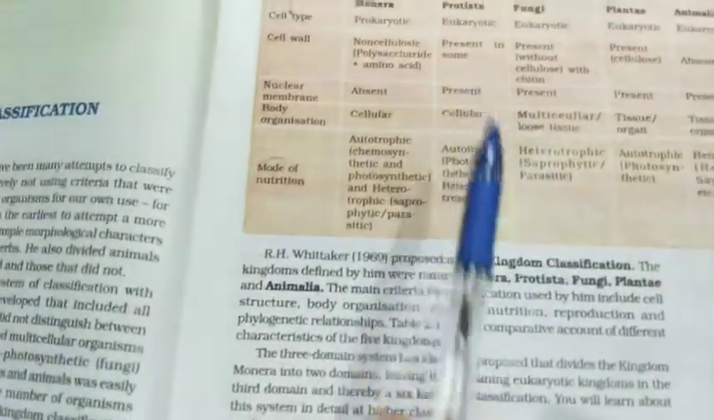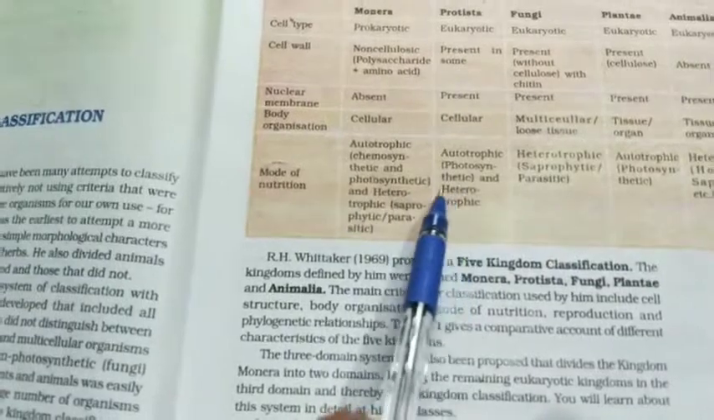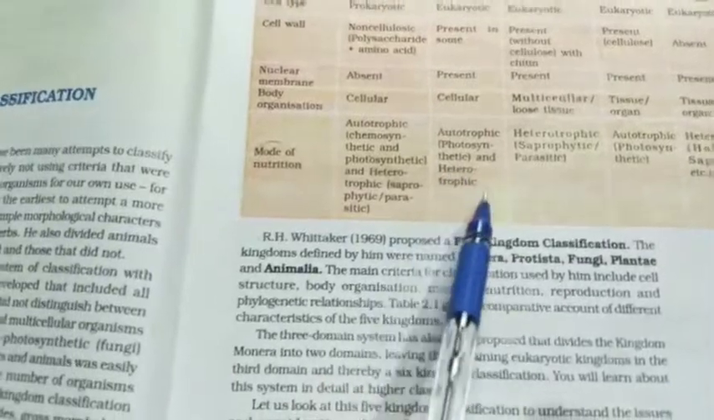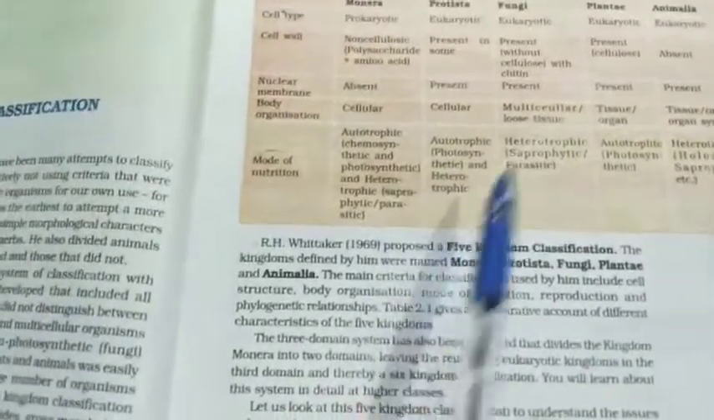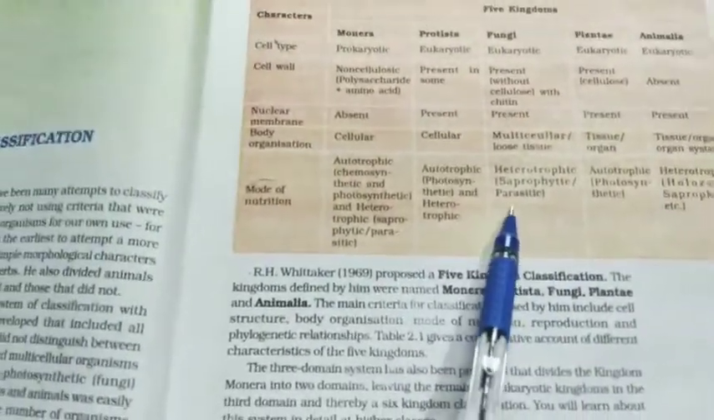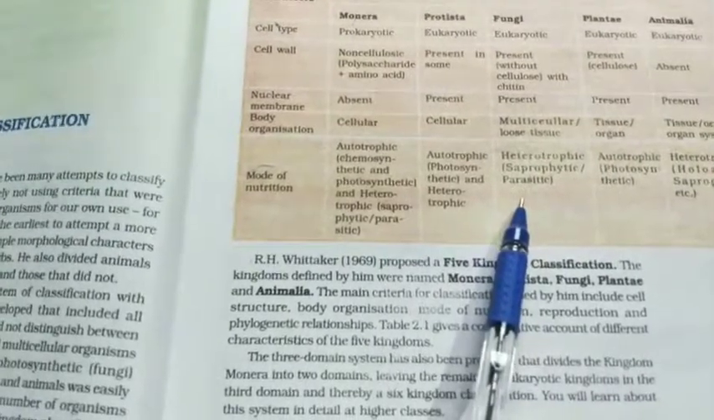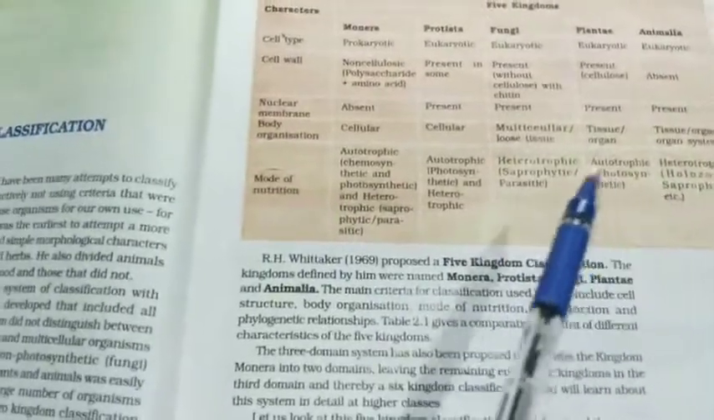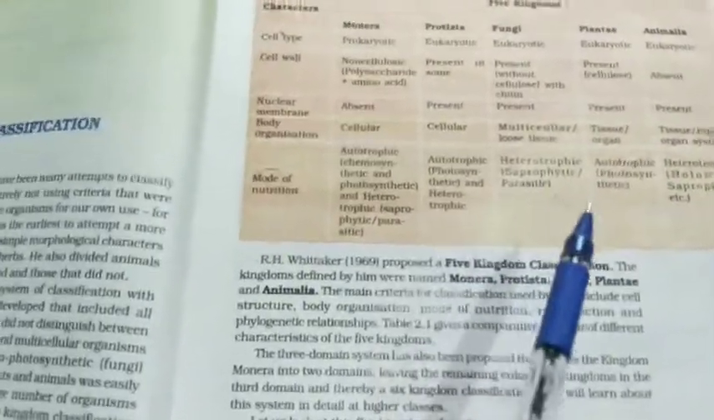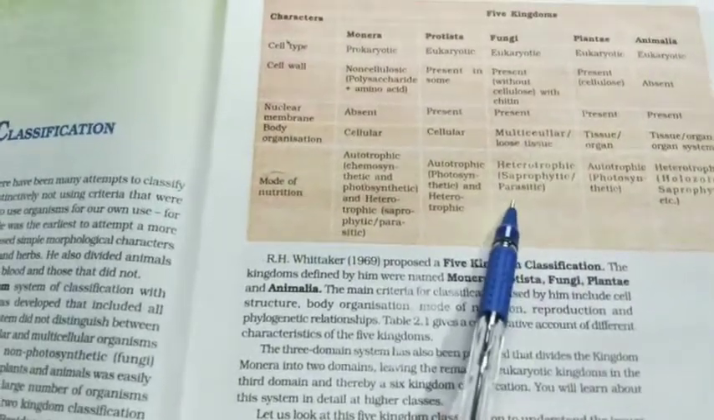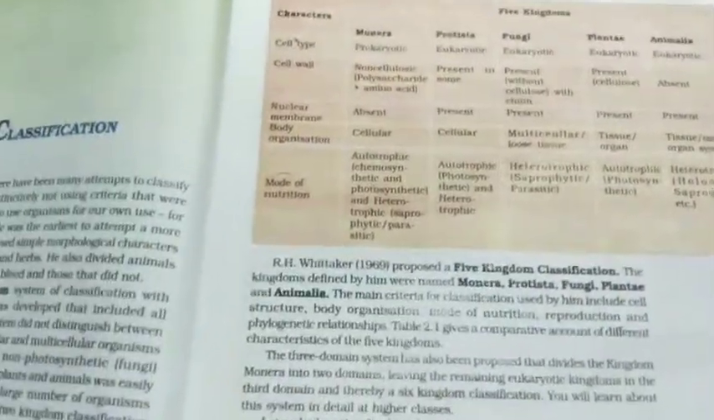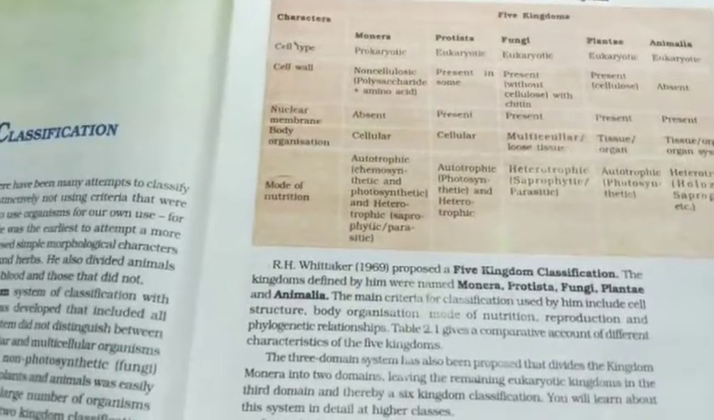If we are talking about Protista, Protista is again autotrophic in nature. They are usually photosynthetic, and heterotrophic in nature, which is non-photosynthetic, depending on other organisms for their food. While the fungi is always heterotrophic, the fungi may be saprophytic, which live on dead organic matter, like the common mushrooms, or parasitic. There are so many fungi which are parasitic in nature and cause disease, like ringworm.